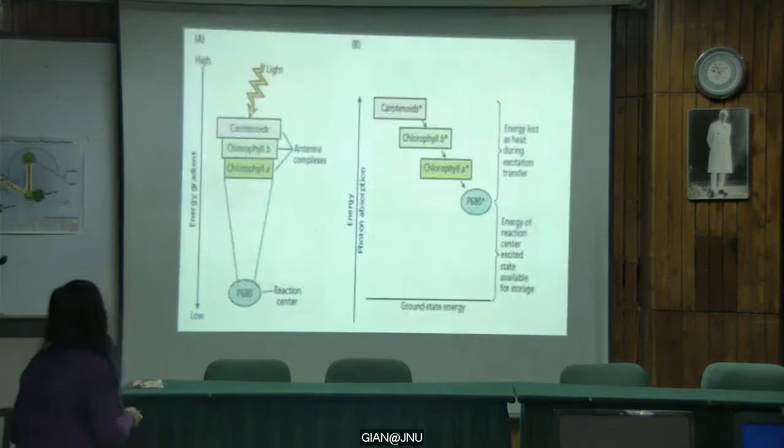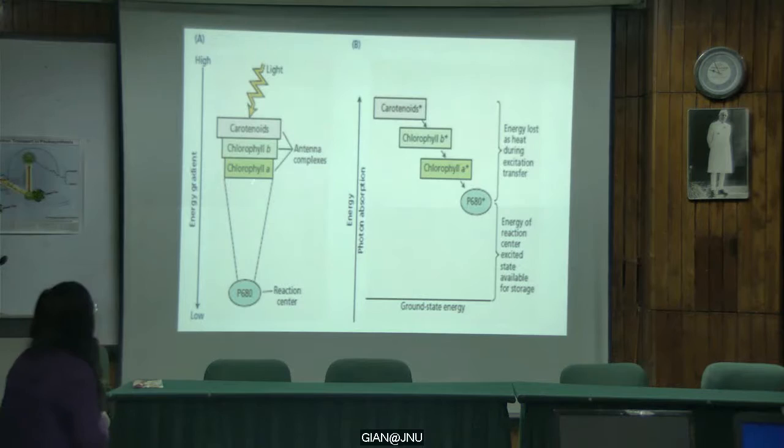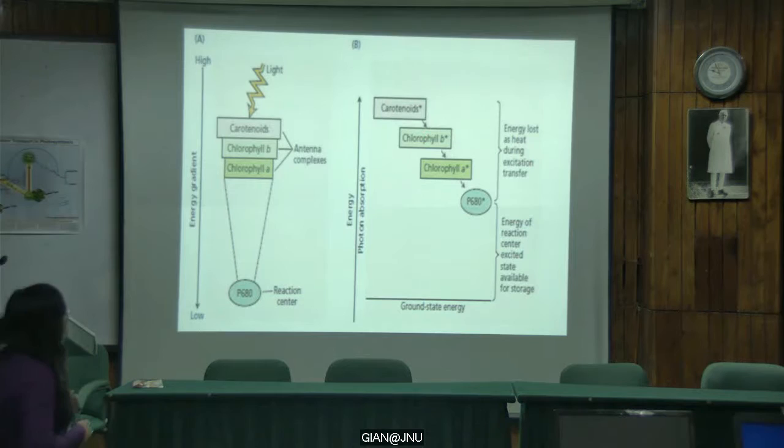As I told you, the pigments that are nearer to the reaction center have lower energy as compared to the pigments that are farther from it. These are the excited states. When these pigments are excited, a certain amount of energy is lost during the transfer of the energy.